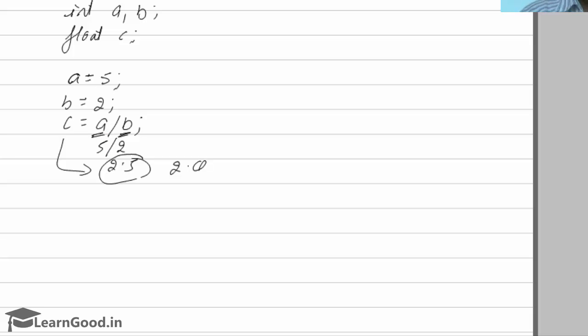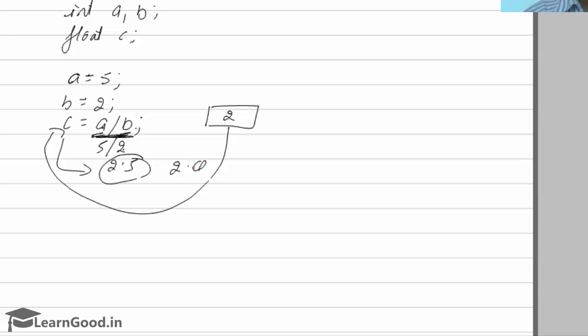After evaluating this operator, the result is not directly stored inside c, it will be stored inside something called a general purpose register, that is GPR. Because a and b both are of type integer, and integers occupy 2 bytes, in GPR also it will allocate only 2 bytes. So that 5 divided by 2 result, which is 2.5, when stored in 2 bytes, will store only 2. That 0.5 will be lost. And then the 2, when stored inside c, will be stored in the form of 2.0. That means instead of getting 2.5, you are getting the value 2.0.